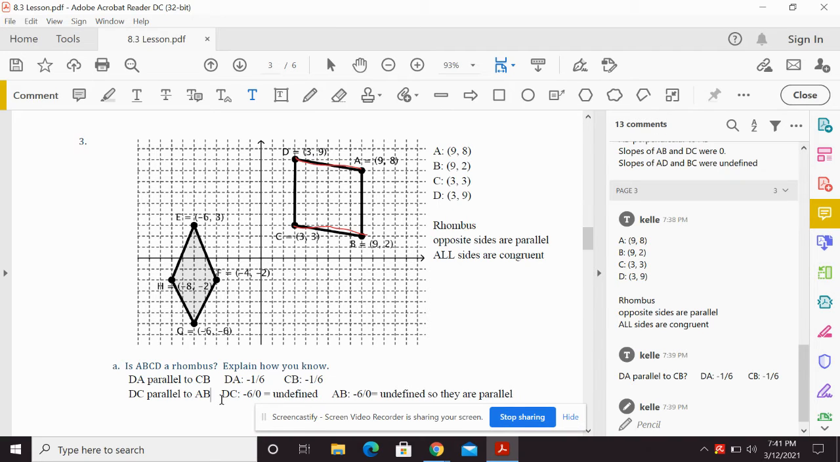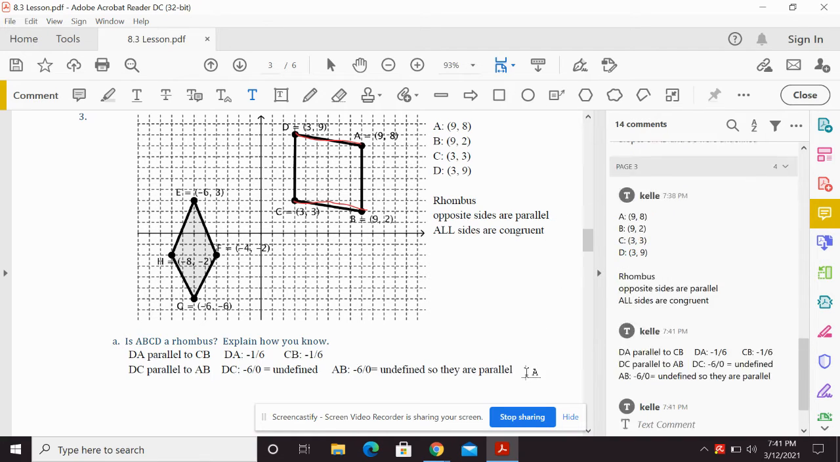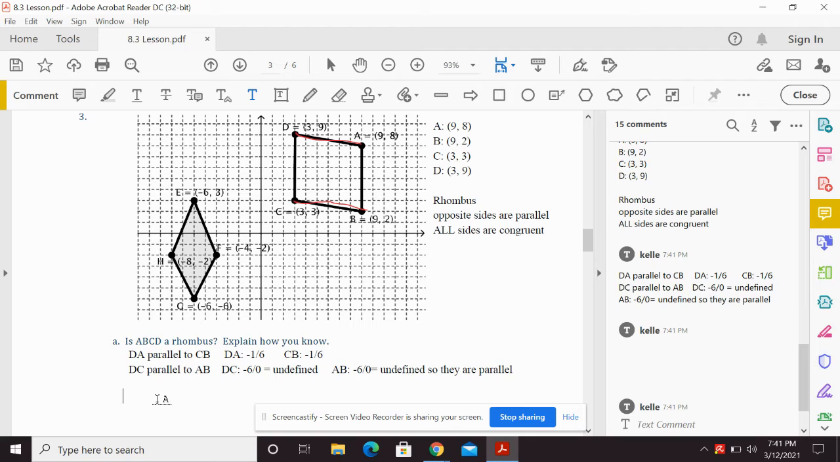All right. So everything that needs to be parallel is parallel. So opposite sides are parallel, we can check that off. Are all sides congruent? Now we have to find the length of all the sides. Let's start with the easier ones. Let's figure out DC. What is the length of DC?